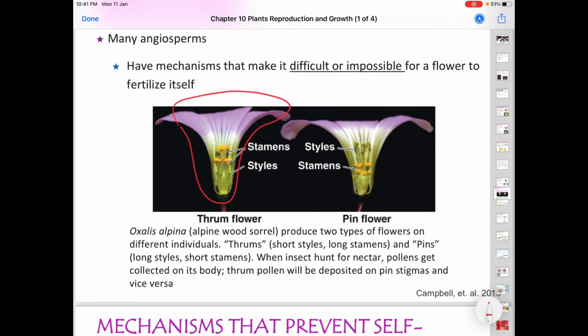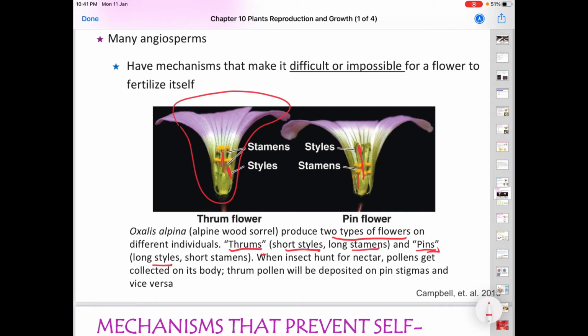Let's see Oxalis alpina. In order to inhibit self-fertilization, this plant produces two types of flowers on different individuals. The first type is thrum, which has a short style with long stamen. So the style is short but the stamen is long. And the pin type of flower has a long style. The style is long but the stamen is short. So they produce two types of flowers in order to inhibit self-fertilization.